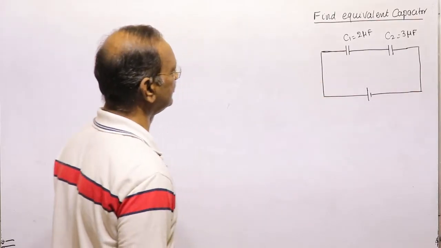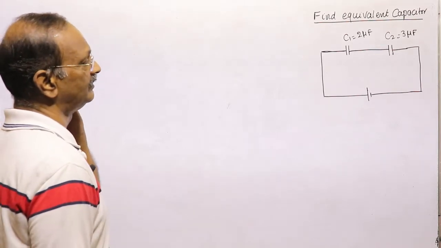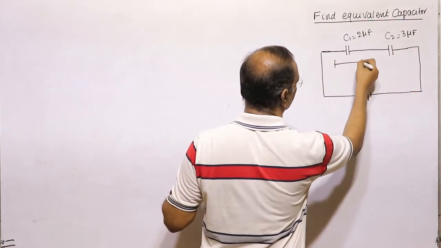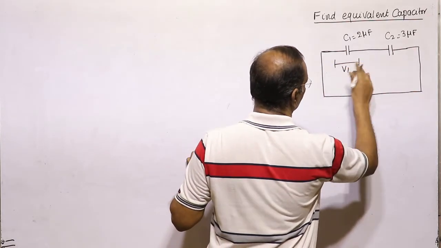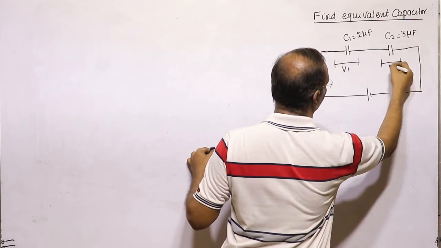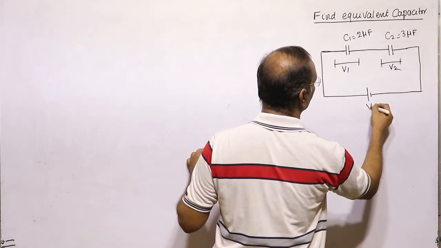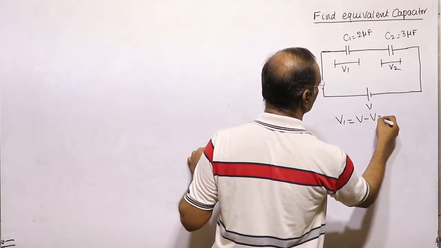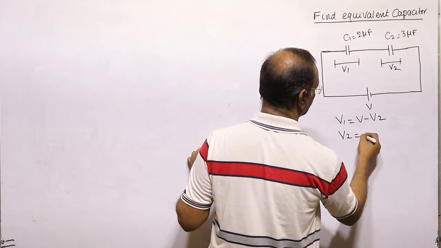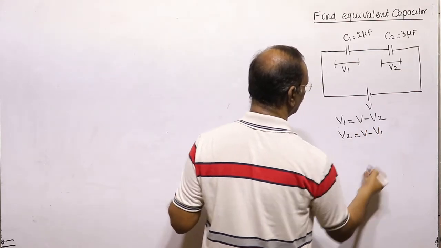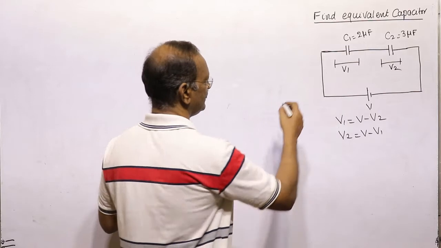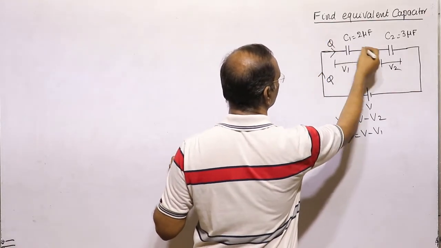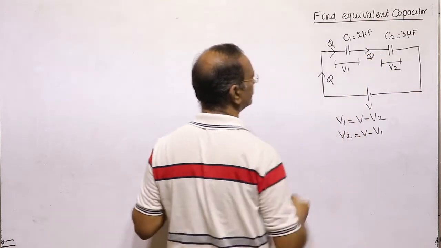Find equivalent capacitor and charge on and potential on each capacitor. See, this is a series circuit. So the applied voltage will be V1 here and V2 here. V1 is equal to applied voltage minus V2, and V2 is equal to applied voltage minus V1, and charge will be the same here. Since it is a series circuit, the same charge will flow in both sides.